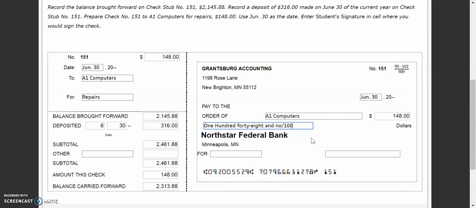And then last but not least, we fill out the bottom part of the check, which is the for. You remember it's for repairs. And then this is where we would write student signature, where we would technically sign our name. So that's it. Congratulations. You did our first check.